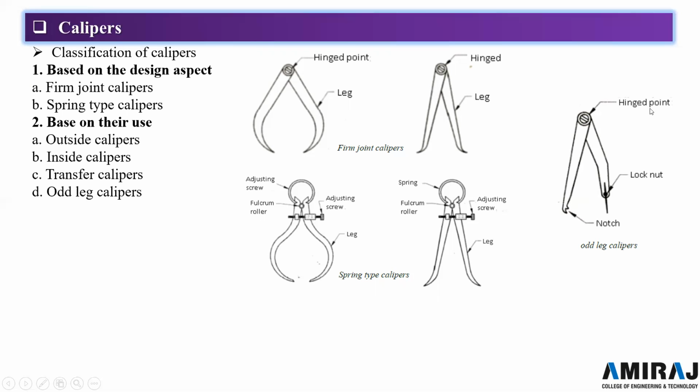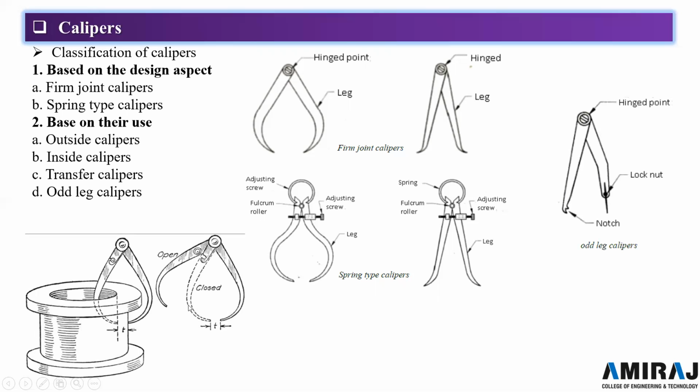Now the odd leg caliper: here you can see there is one hinged joint and a lock nut, and there is one odd leg that is used to fix to one particular edge. And this one is the transfer caliper. First there is one nut we can open and fix inside this type of part, and then we can open again and bring it back so that we can get the thickness of this particular dimension. So we can measure this type of dimension with ease. This is how the measurement is done with the transfer caliper.